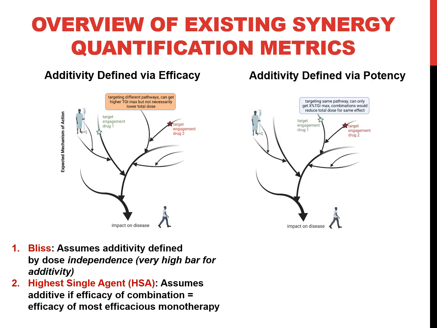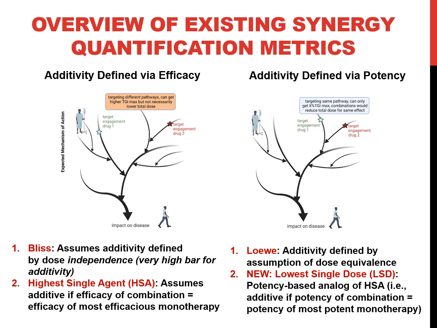You can also look at additivity defined via potency or input. The most well-known metric of these is Loewe additivity. So that's when additivity is defined by assumptions of dose equivalence. That essentially means that the drugs can be virtually interchangeable up to some constant. This one requires certain assumptions to hold in order to be relevant. And then we introduce a new metric called lowest single dose, and that is essentially our potency-based analog of highest single agent. That is, we assume the combination is additive if the potency of the combination is at least as good as the potency of the most potent monotherapy.